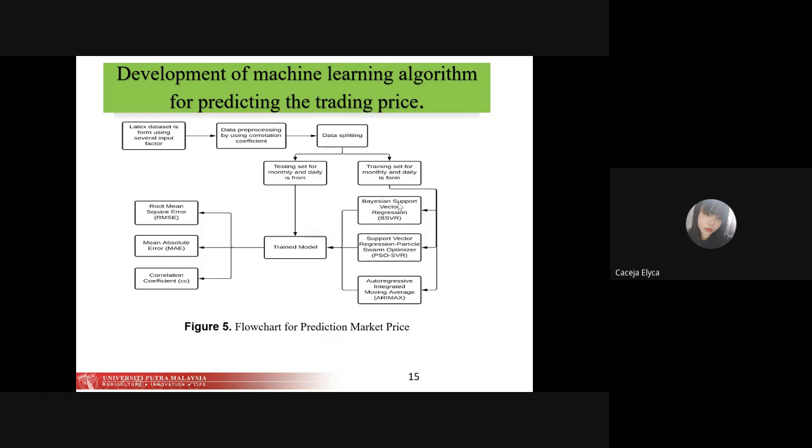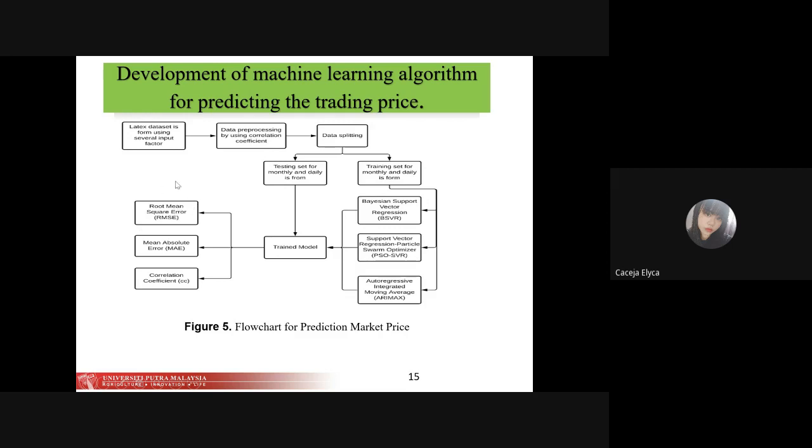BSVR, which is the Bayesian support vector regression; then support vector regression with particle swarm optimizer, PSO-SVR, which is an SVR that uses an optimizer; and then we have Arimax, which comes from Arima, the auto-regressive integrated moving average. Then we train this model, and we use the testing set to check the accuracy of the algorithm, of the prediction.